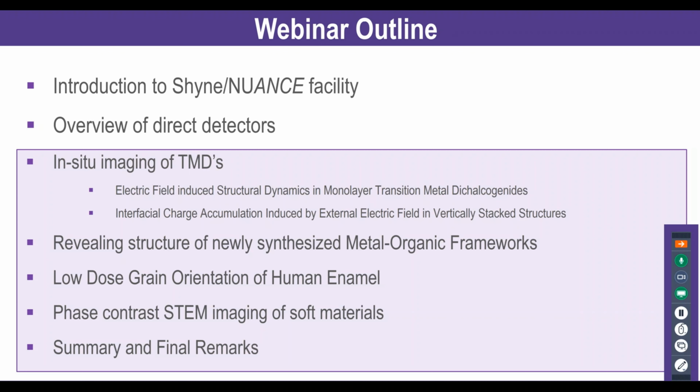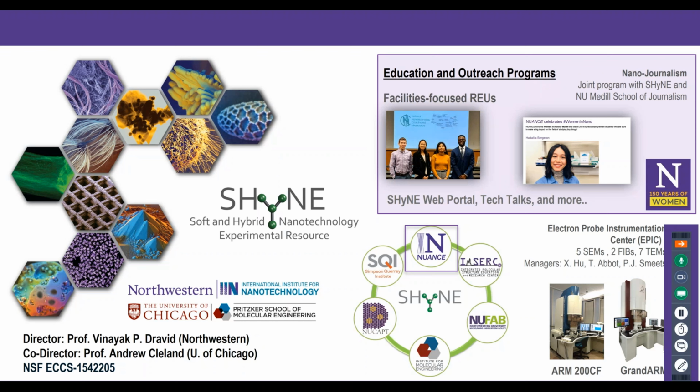So to start off, I work for the Nuance Center here at Northwestern. Nuance is part of Shine. And Shine is an open access initiative that operates under the Northwestern International Institute for Nanotechnology, IIN, and works in partnership with the Institute for Molecular Engineering at Chicago. So the Shine facility is an open access user facility that brings together very broad experience in a very nice suite of capabilities, not only in hard materials, but also traditional soft materials, such as biological polymers, fluidic systems, but also new systems that combine soft and hard materials and interfaces.